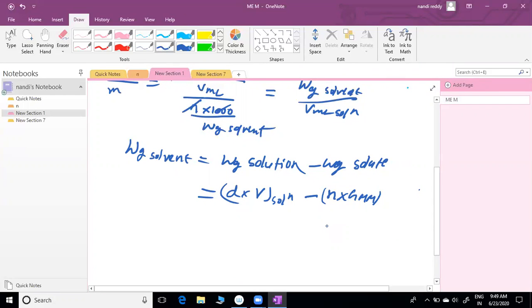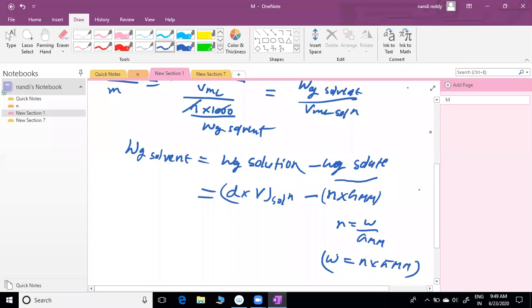N equal to weight by gram molecular mass, so weight equal to N into gram molecular mass. So I'm substituting in place of solute, N into gram molecular mass. Then substitute here in capital M by small m equal to W grams of solvent by V mL solution. I'm substituting in place of solvent.